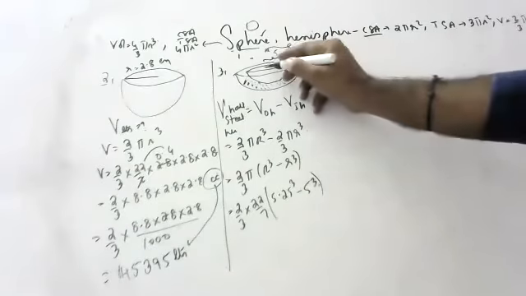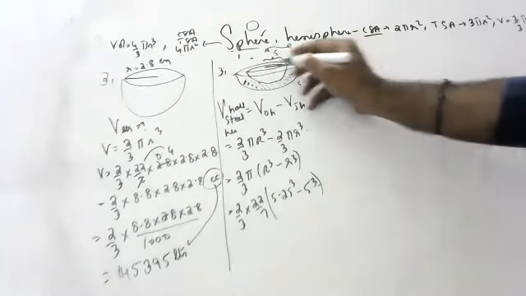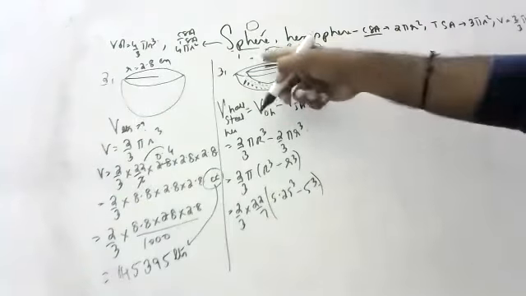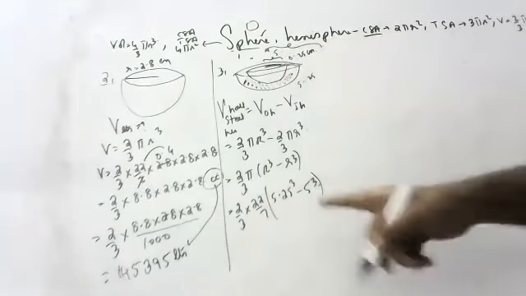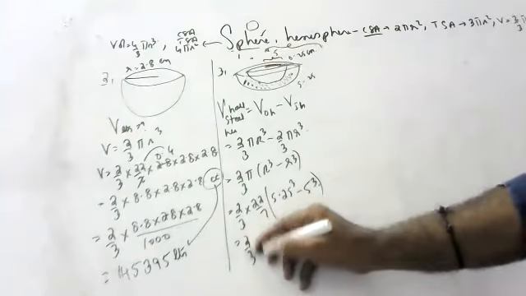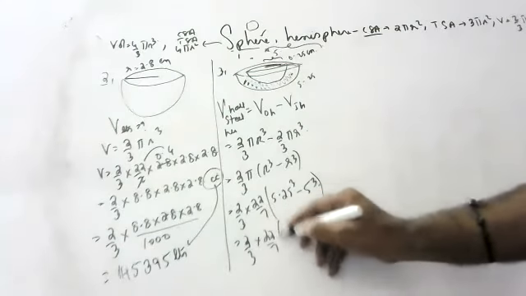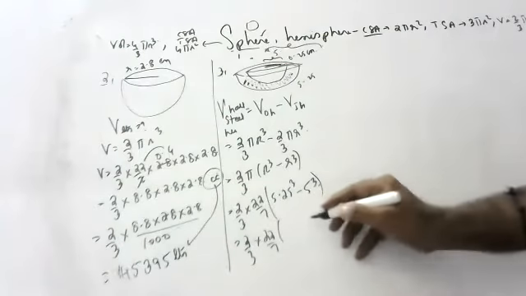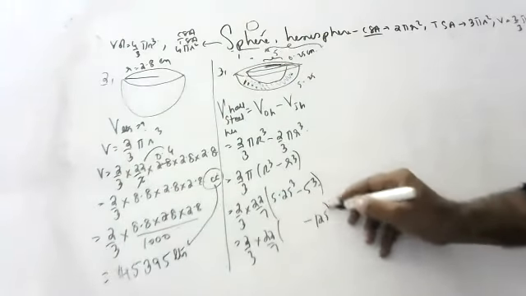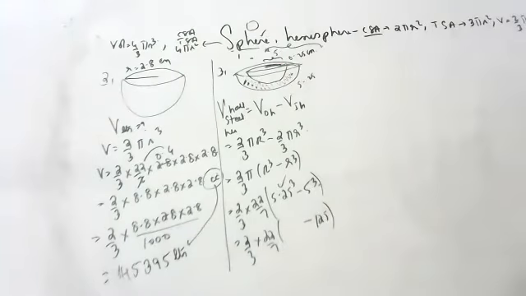That's it. So the outer radius is 5.25, children. Inner radius is only 5. So 2 by 3 into 22 by 7 into 5.25 cube minus 5 cube. 5 cube is 125. Can anyone help me out? 5.25 cube, how much, children?